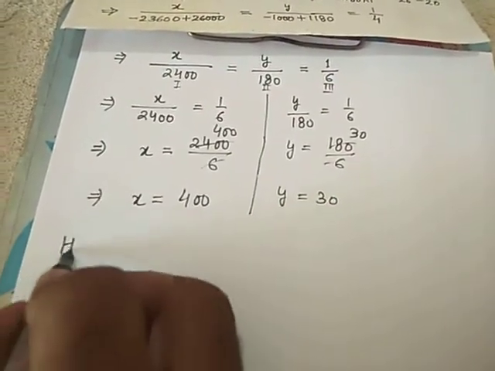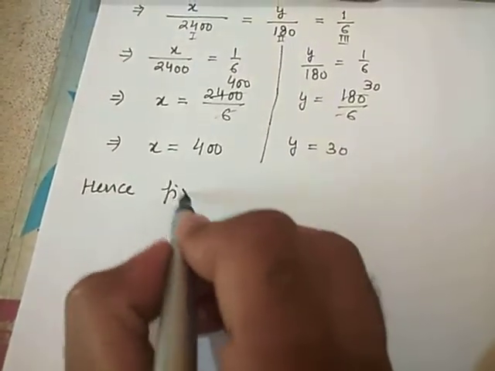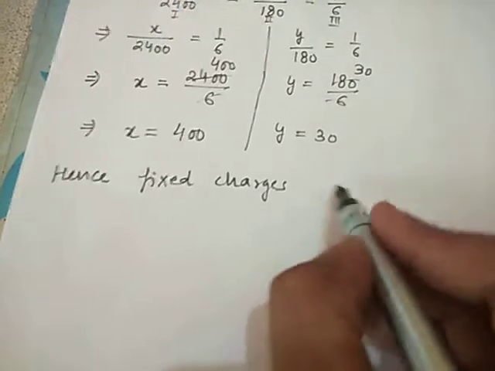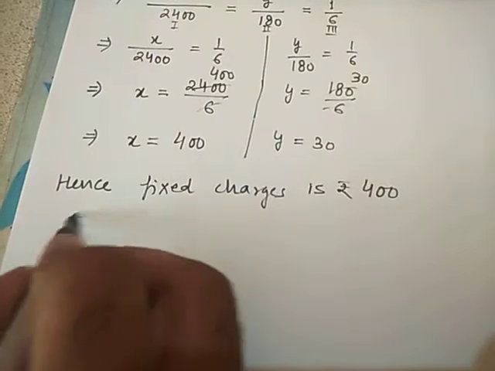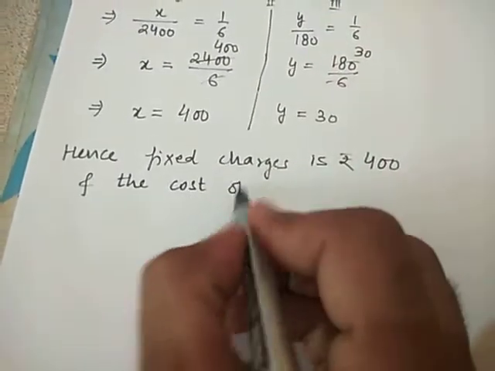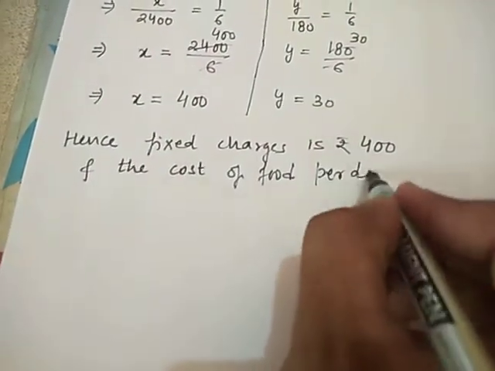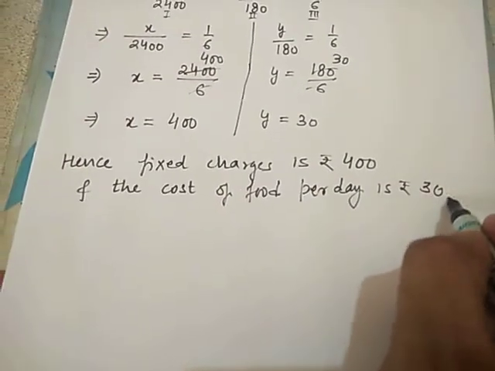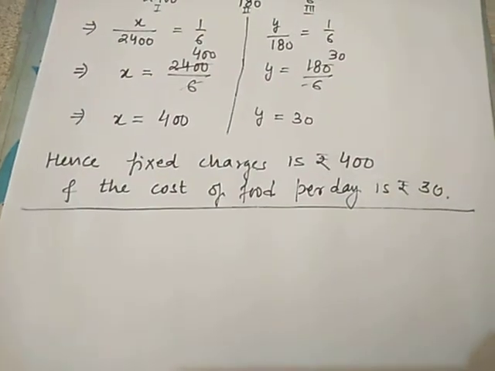Hence the fixed charges is rupees 400 and the cost of food per day is rupees 30. So it was about the first part of question number 4.